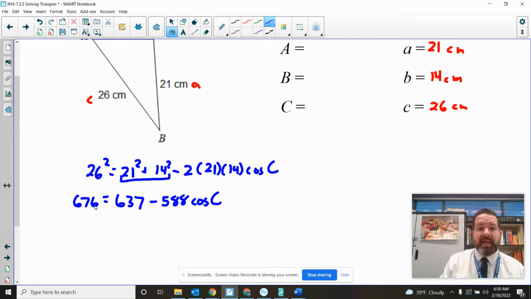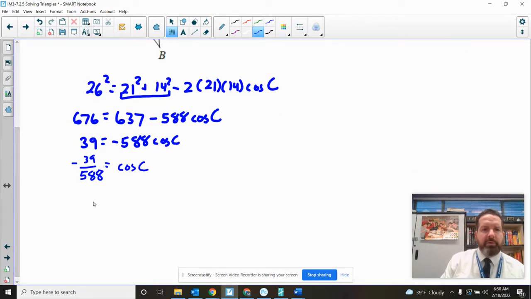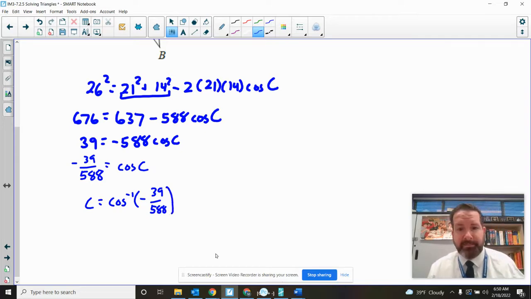Okay, next up, let's subtract 637. So then I have 39 equals negative 588 cosine of C. Divide the negative 588 over. And so therefore, my C is equal to the inverse cosine, because I want to get rid of that cosine. That's what the inverse cosine function is for. Negative 39 over 588. I'm going to use the Desmos this time.